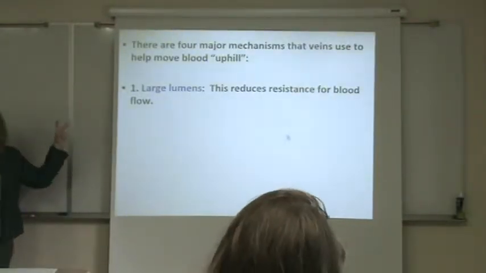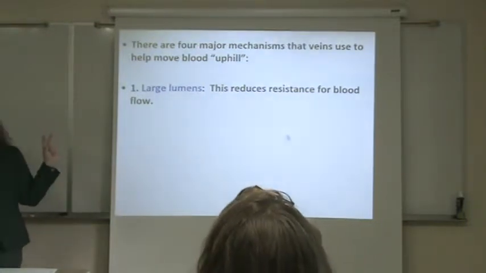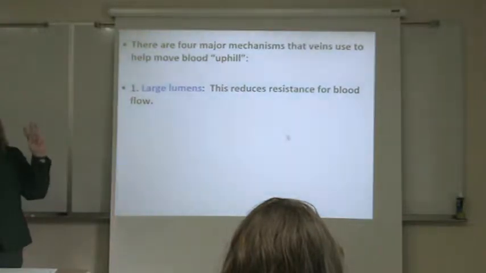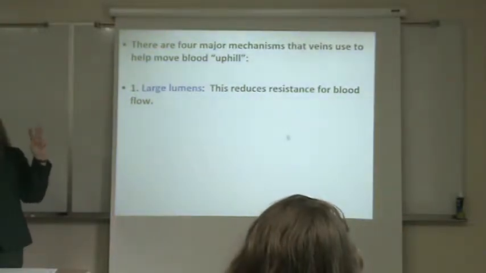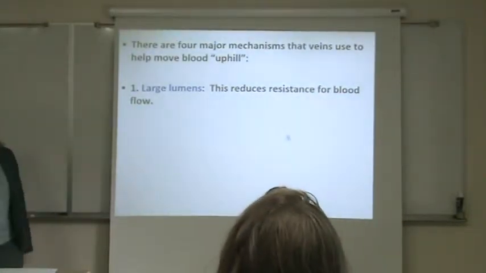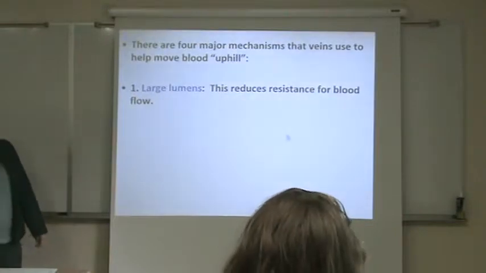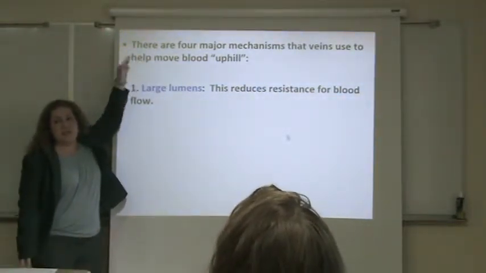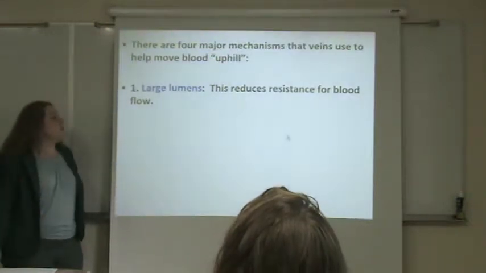This is a list that you should memorize. So remember, last test, there were 3 steps to hemostasis. And I said, you need to know these, and you might have to write them on the test. This is a similar kind of list. What are the mechanisms that veins use to help blood move back to the heart or uphill when it's at low pressure? And they have 4 ways to do this.